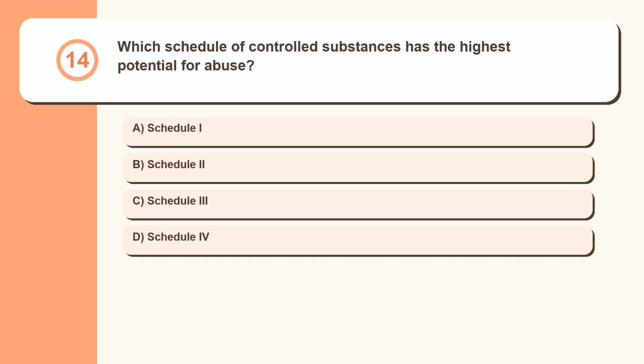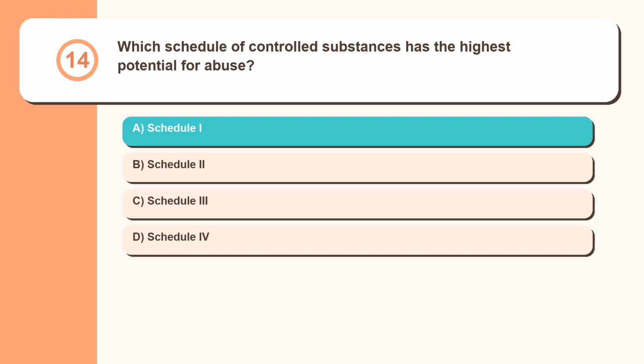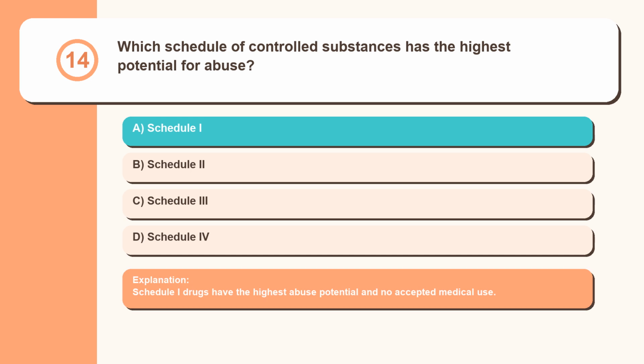Question 14. Which schedule of controlled substances has the highest potential for abuse? Schedule I, Schedule II, Schedule III, Schedule IV. Schedule I drugs have the highest abuse potential and no accepted medical use.